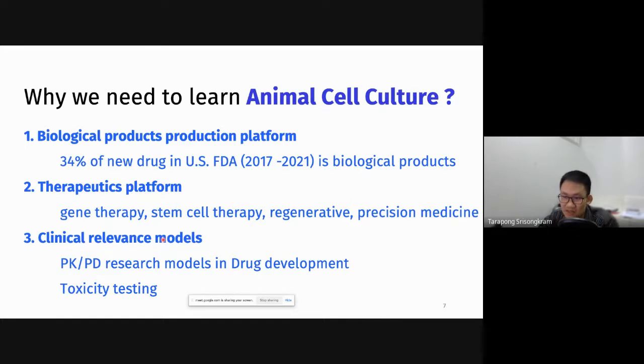And animal cell culture has been intensively used in toxicity testing, because as you might have learned in the drug development class or before, we normally test the toxicity of a new drug with cell culture before testing in animal models or in clinical trials. So animal cell culture is a basic step for drug development.